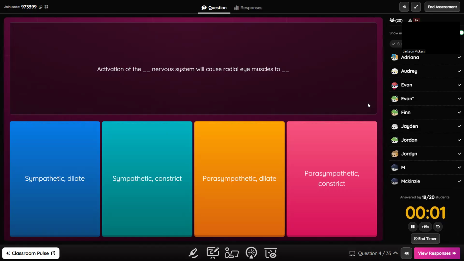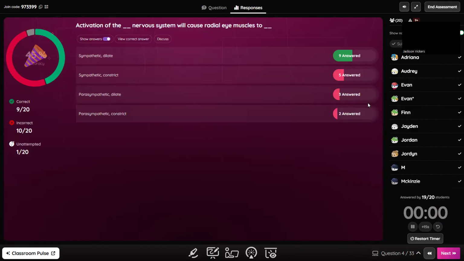Okay, so with the sympathetic nervous system, the answer was dilate. When the sympathetic nervous system is activated, the radial muscles activate and then your pupils dilate. And it's the opposite for the parasympathetic. If your parasympathetic nervous system is activated, your circular muscles will constrict, and that causes your pupils to shrink. So that's part of the vision portion.